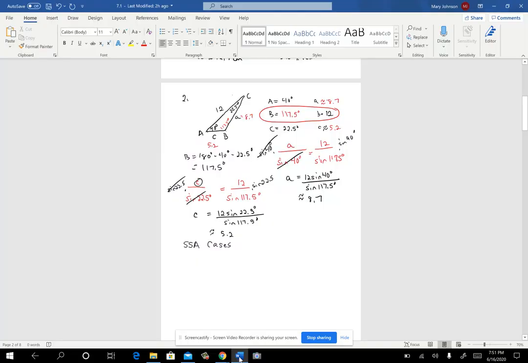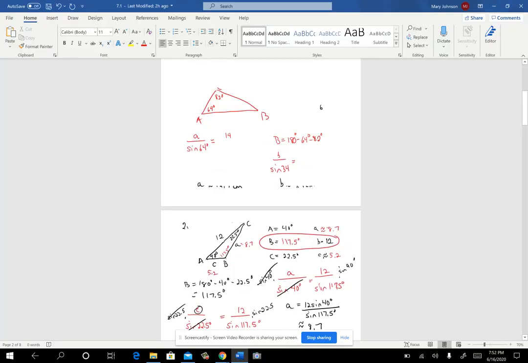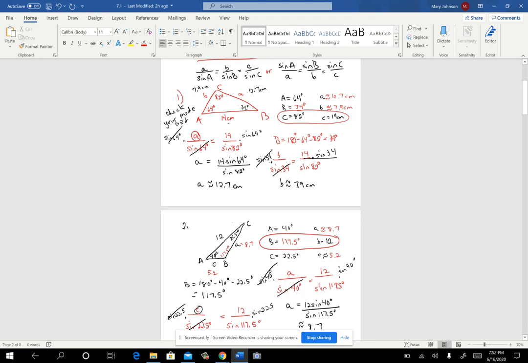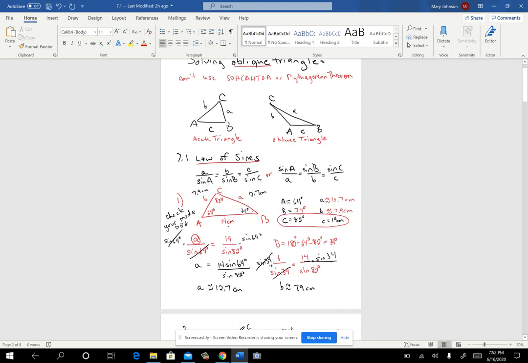All right, so in the last video, we were looking at the beginning of 7.1. Now, what's going on with 7.1 is we're looking at how to solve triangles that don't have a 90-degree angle in them. So we can't use SOHCAHTOA or the Pythagorean theorem on these. And 7.1 deals with the law of sines, which can be used in some cases. And when it can be used, it works really, really well.